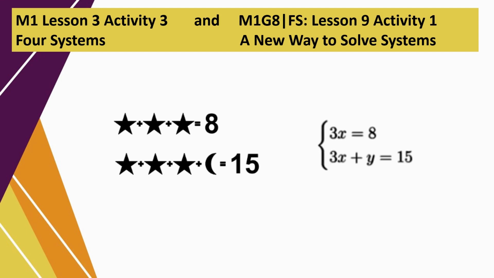In both cases, the 8 can be substituted into the second equation, which we can then conclude that y equals 7. Solving the first equation gives us x equals 8/3. Therefore, the solution to the system is 8/3 and 7.